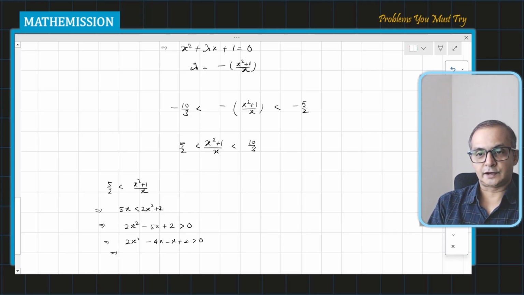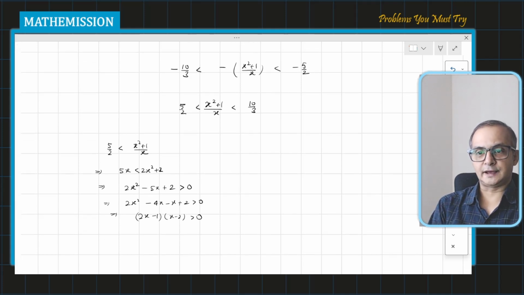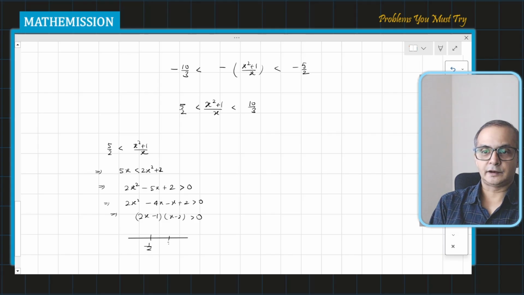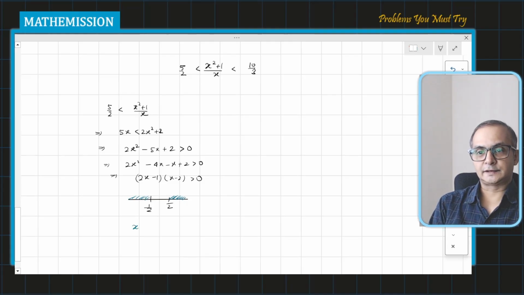So the factors are 2x minus 1 and x minus 2. Yes. So (2x minus 1)(x minus 2) is greater than 0, meaning the product is positive. I have half here and 2 there. It means the values lie either after 2 or below half. So from this inequality, x is in negative infinity to half, where 2 and half are not included, union 2 to infinity.